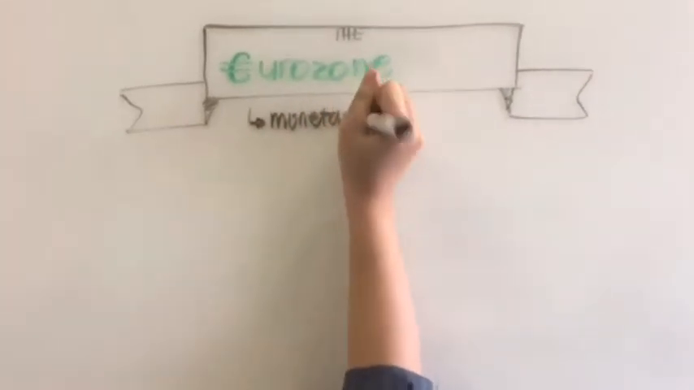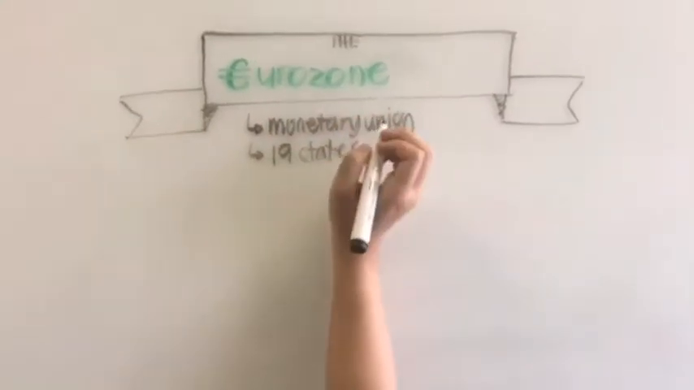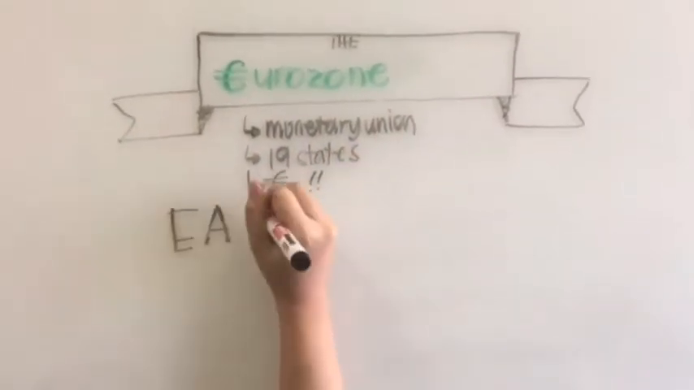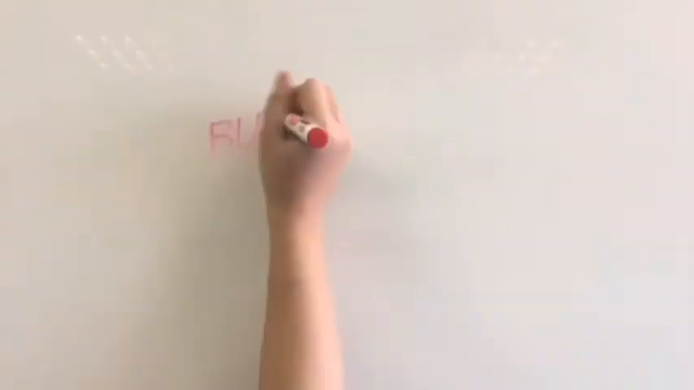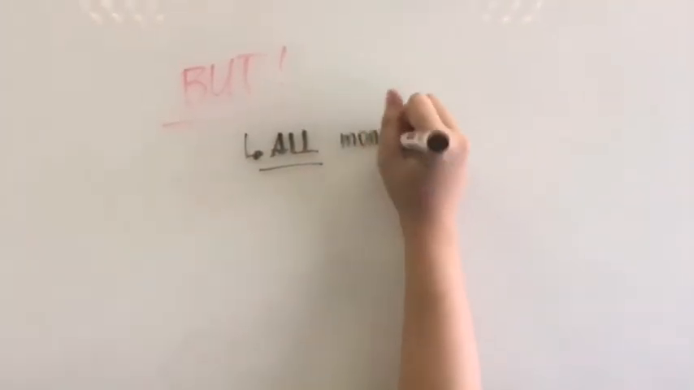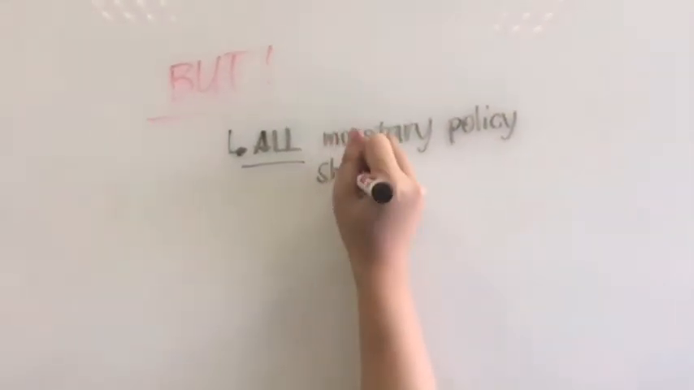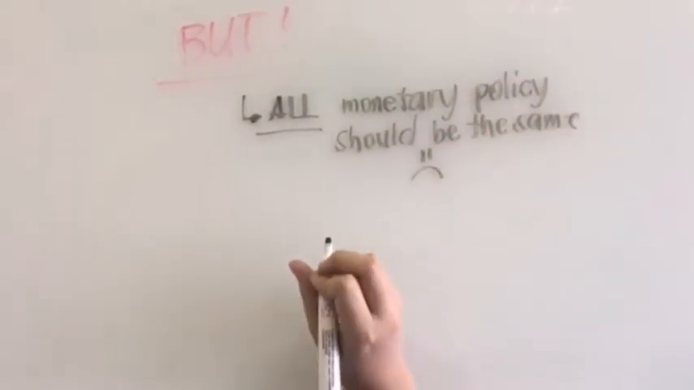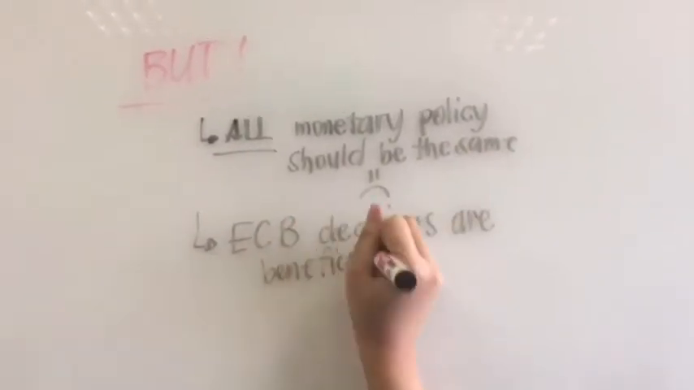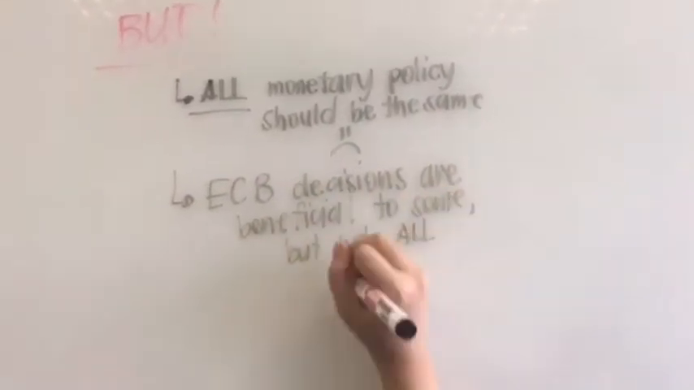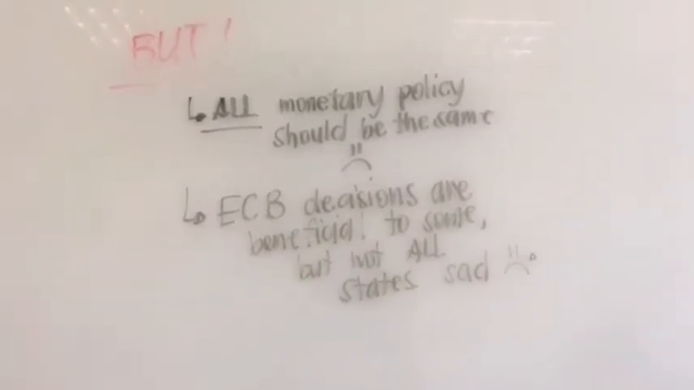The Eurozone is a monetary union of 19 EU states that have adopted the euro as their currency. The use of the euro makes the exchange of trade easier because the exchange rates are no longer a factor. But a downside to the euro is that the whole monetary policy is the same for all countries in the Eurozone, and decisions of the European Central Bank, who manages it, can be good for some countries but could not work for others.